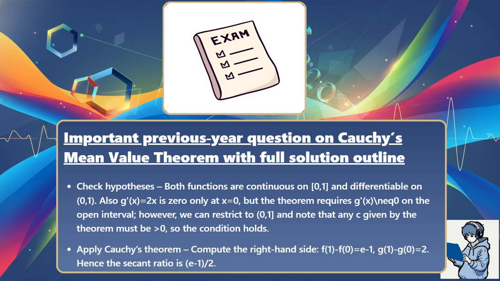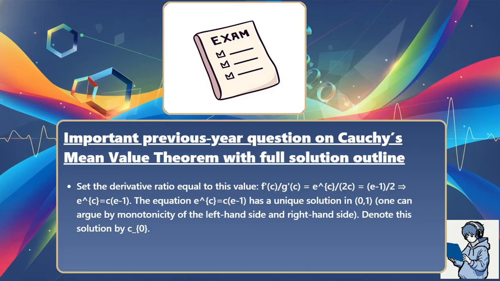Apply Cauchy's theorem. Compute the right-hand side. f of 1 minus f of 0 equals e minus 1, g of 1 minus g of 0 equals 2. Hence, the secant ratio is (e minus 1) divided by 2. Set the derivative ratio equal to this value. f prime of c over g prime of c equals e to the c divided by 2c equals (e minus 1) divided by 2, which implies e to the c equals c times (e minus 1).